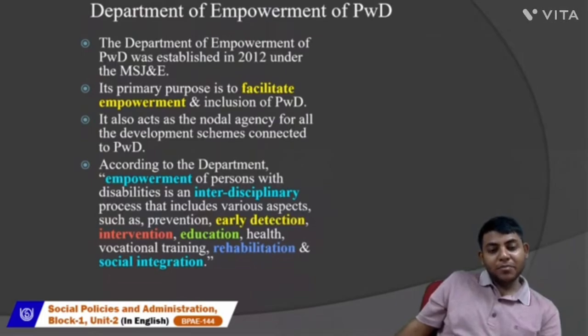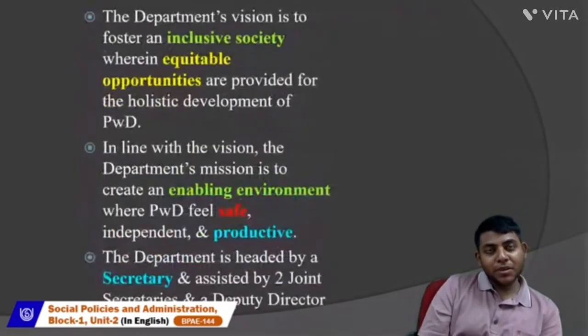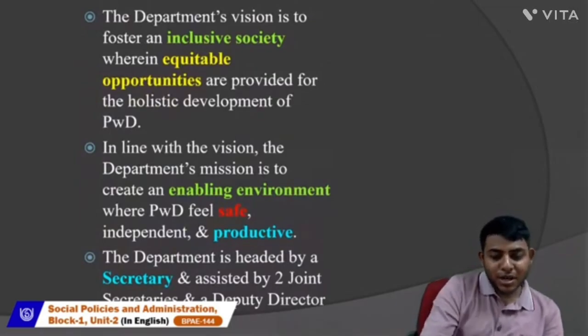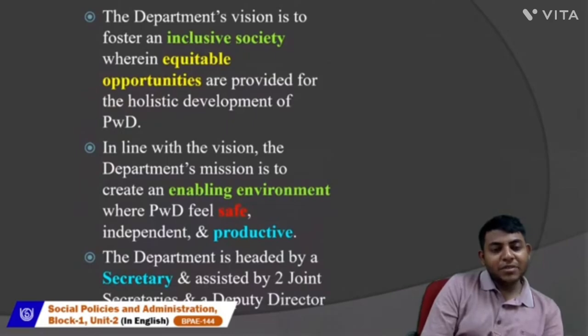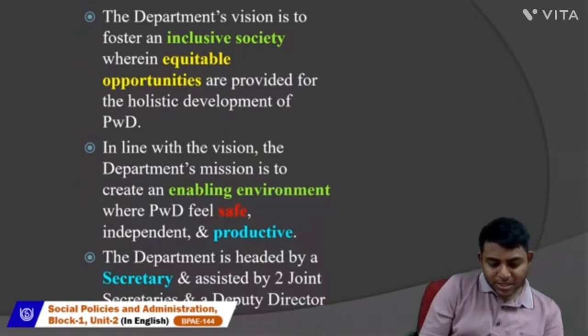And according to the department, empowerment of persons with disabilities is an interdisciplinary process that includes various aspects such as prevention, early detection, intervention, education, health, vocational training, rehabilitation, and social integration of persons with disabilities. And the vision of the Department is to foster an inclusive society wherein equitable opportunities are provided for the holistic development of persons with disabilities. And in line with this vision, the department's mission is to create an enabling environment where persons with disabilities feel safe, independent, and productive. So the department is headed by a secretary and is assisted by 2 joint secretaries and a deputy director general.